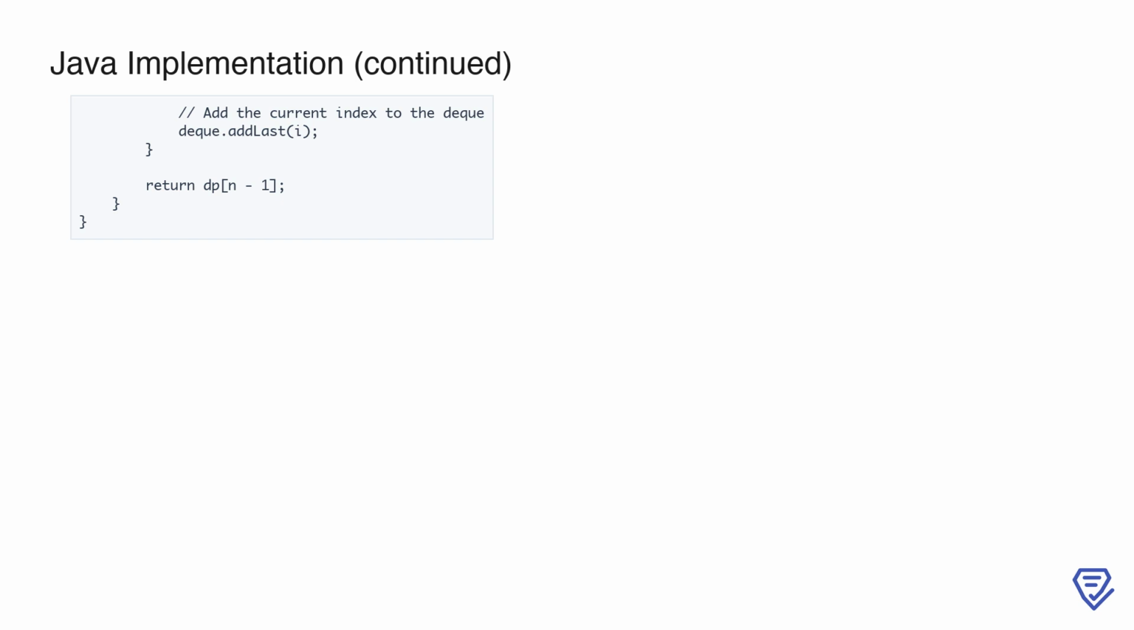Once the loop completes, the maximum score for reaching the last index of the array is stored in dp[n-1]. We simply return this value as the result. By combining dynamic programming with a deque for efficient sliding window management, this implementation achieves an optimal solution for the problem, with a time complexity of O(n). This compact and efficient approach allows us to handle large inputs while ensuring correctness.